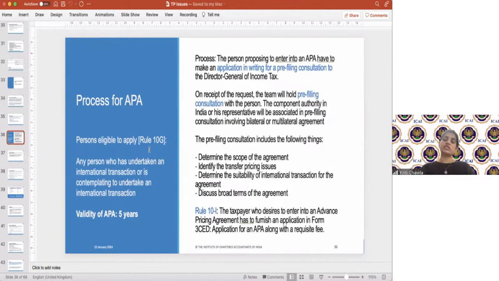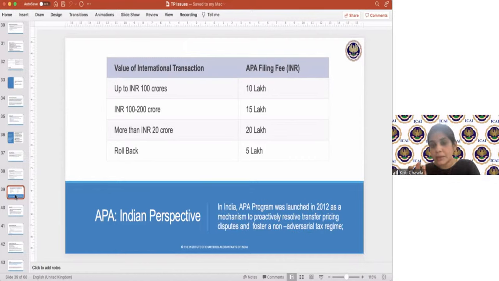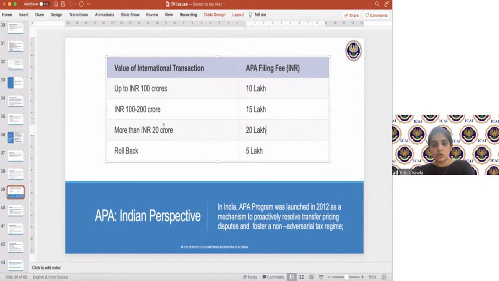So if a taxpayer is interested in going for an APA, they have to file a form. It's called Form 3CED. This is the application for APA. And obviously they have to pay a fee for APA. Now what is this fee? If your transaction is up to 100 crore, the fee is 10 lakh rupees. 100 to 200 crore, the fee is 15 lakh rupees. And if it is more than 200 crore, the fee is 20 lakh rupees.